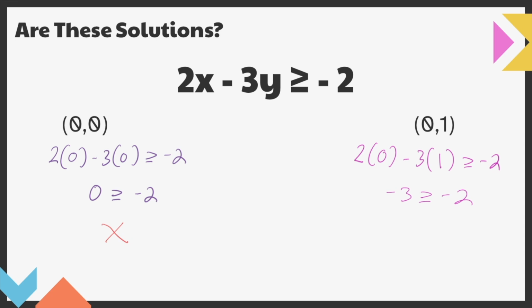So again, we need to determine, is negative 3 greater than or equal to negative 2? And it's not, because it is not greater than negative 2. Remember, when we have negatives, the smaller the negative number, the greater the value. So in this case, again, this is not a solution. We would need the number to be greater than negative 2 for it to be a solution. Now let's take a look at some more information.